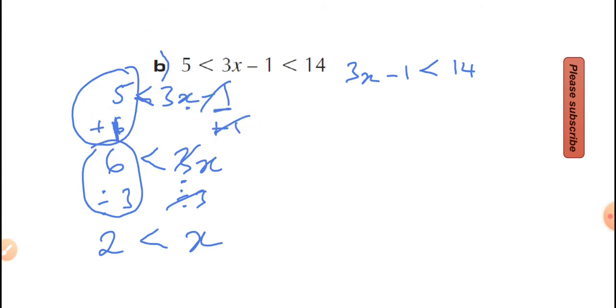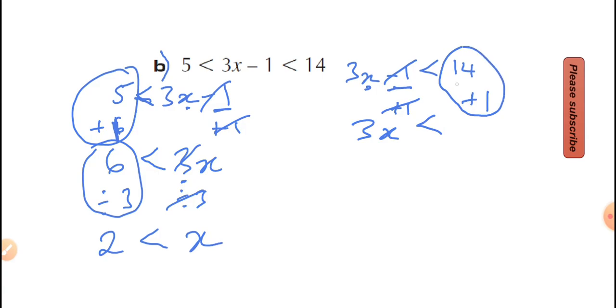So now to get this x on its own, I have to get rid of the minus 1. That means I have to add 1 to this side, so I have to add 1 to this side. Now the minus 1 and the plus 1 cancel out, that leaves me 3x, and then 14 add 1 on the right hand side is equal to 15.